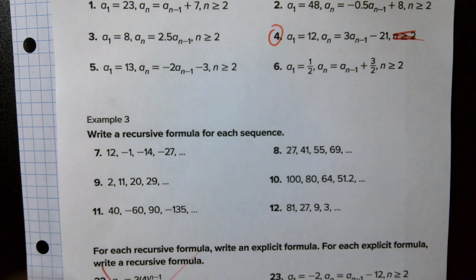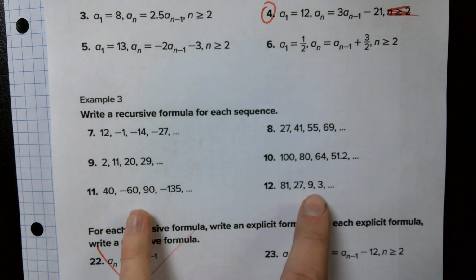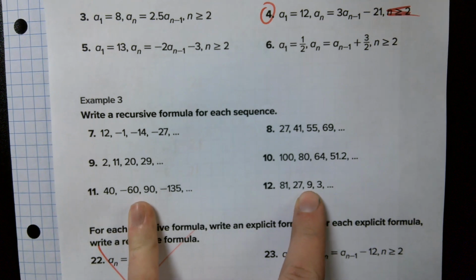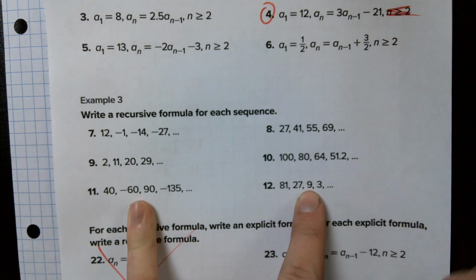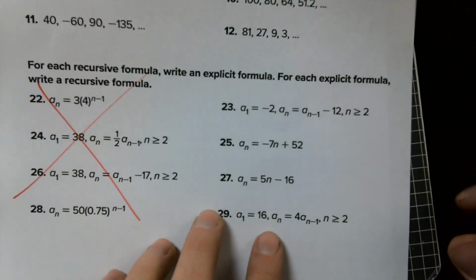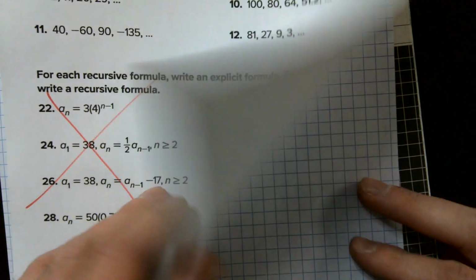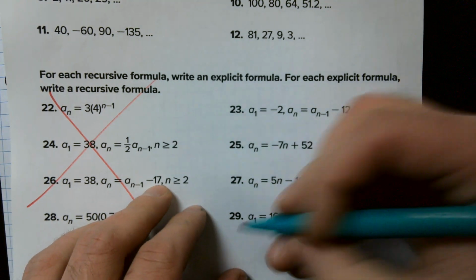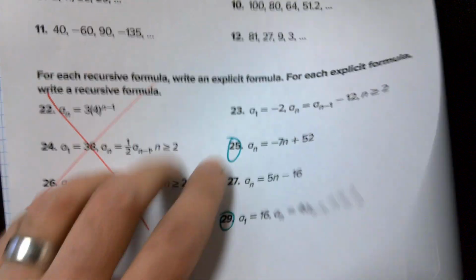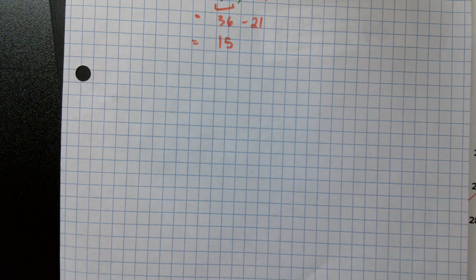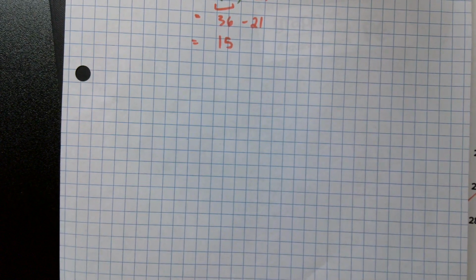Next section, 7 through 12. I feel like we're pretty good with this, but is there any of those that gave anyone trouble, 7 through 12? No? I think we're okay with writing a recursive formula. Now, 23 through 29. Where do we need some guidance with those? 25. Let's start with those. 25 is a good one. I like 25. Did you guys like 25?